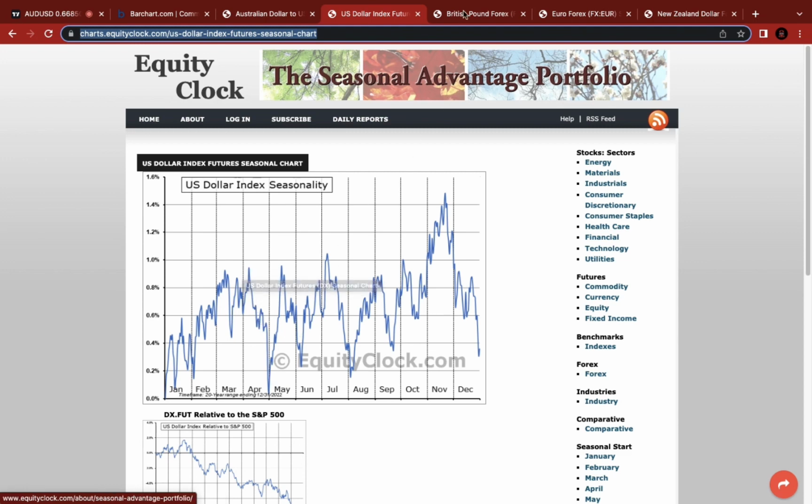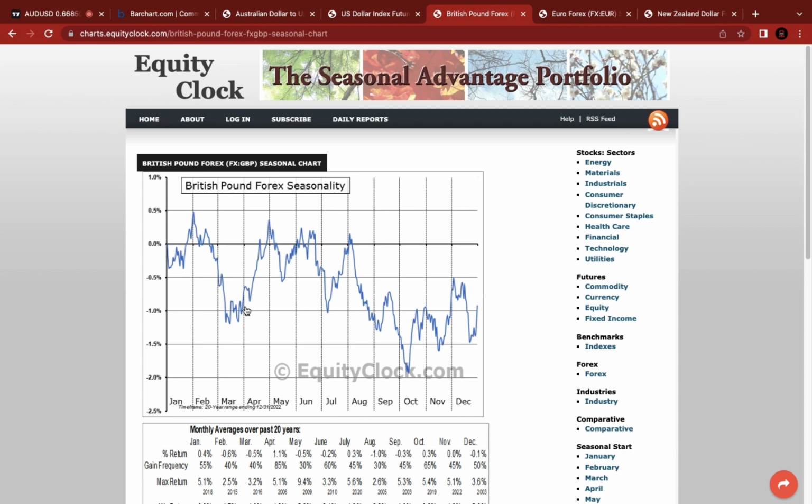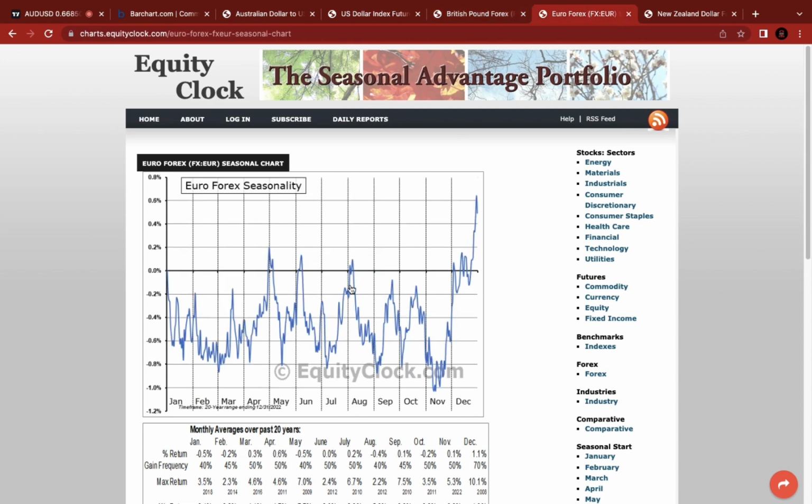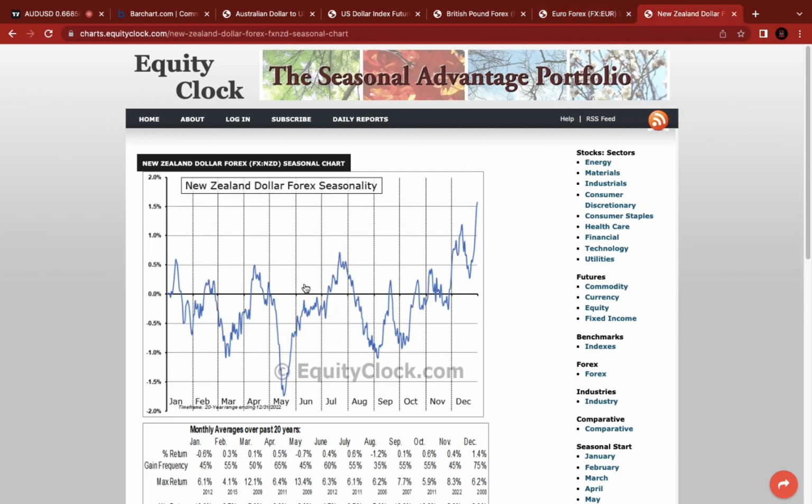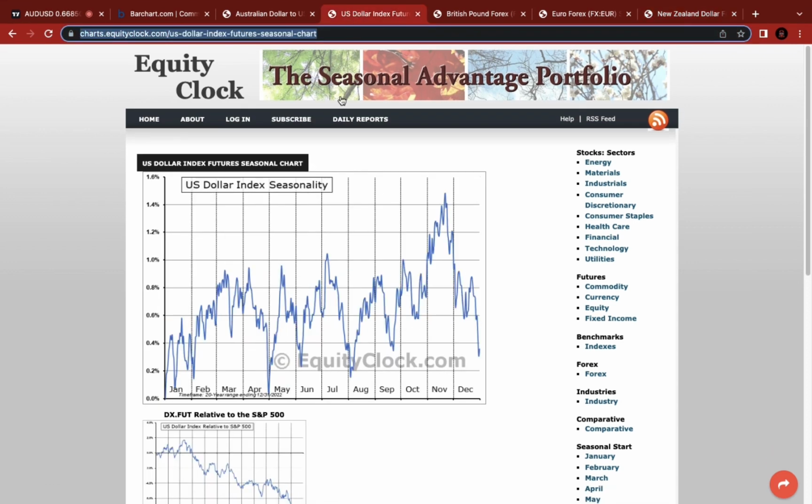When we check the other family members, we can see as well, April is going up for British pound. For euro, it's going up as well. For New Zealand dollar, it is going up as well. So we have a good sign that the foreign currencies, anything that's against the dollar, is bullish. And the dollar should be suggesting signs of lower price action for April.